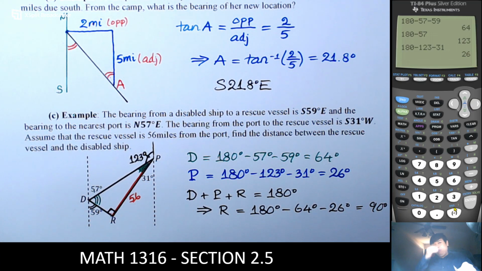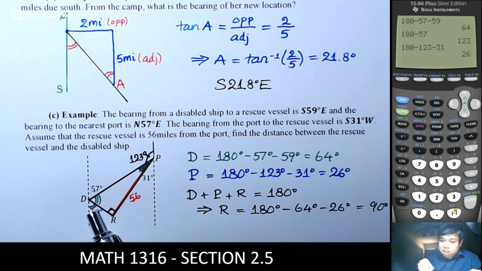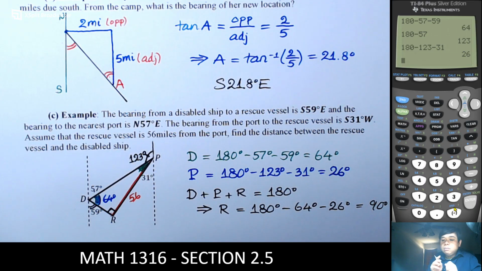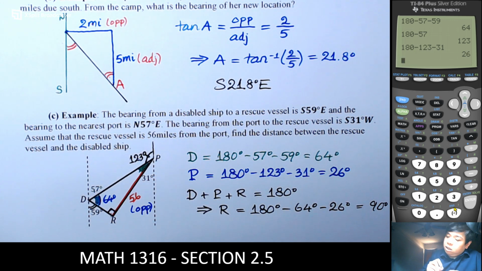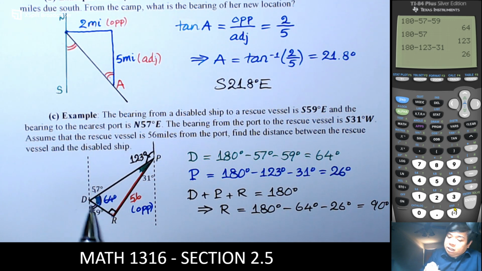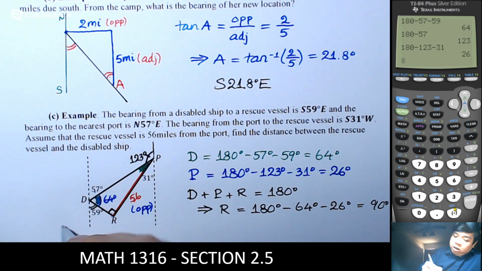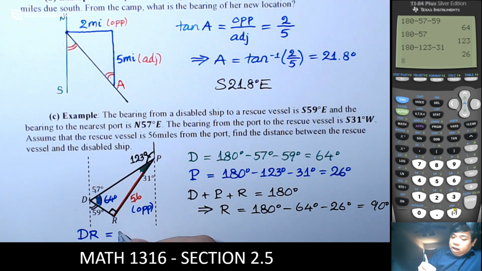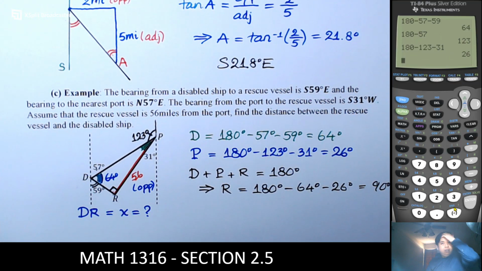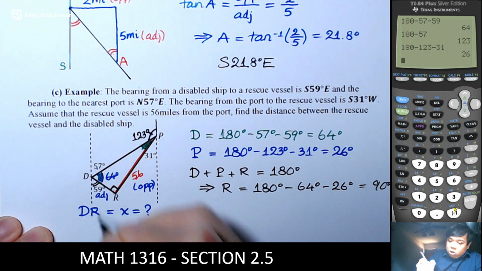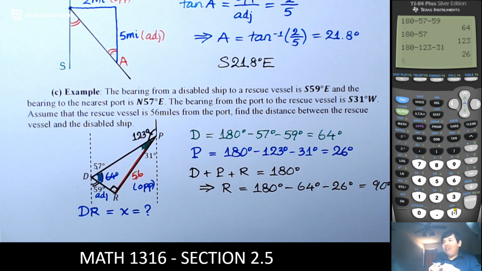So we have a right triangle. Otherwise, we won't be able to do it yet. Okay, so now we have a lot of angles. Let's do the angle D here. It's 64 degrees. Now with respect to that angle D, 56 is opposite from that angle. And this DR, we want the distance between the rescue vessel and disabled ship, so we ask for DR. So DR is the distance X that we're trying to find, which with respect to that angle is the adjacent. So we need the ratio that has opposite and adjacent. Well, that would be tangent, right?